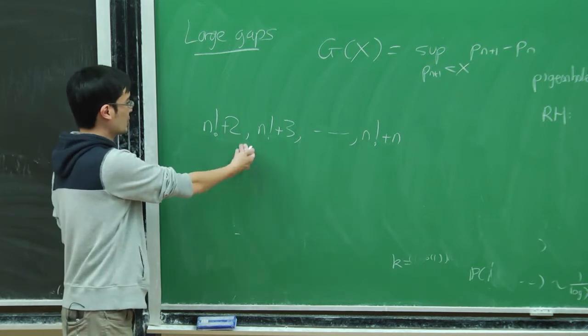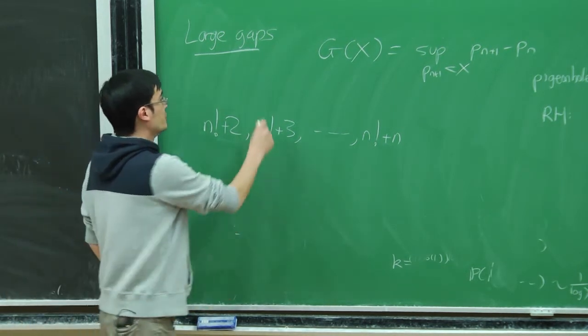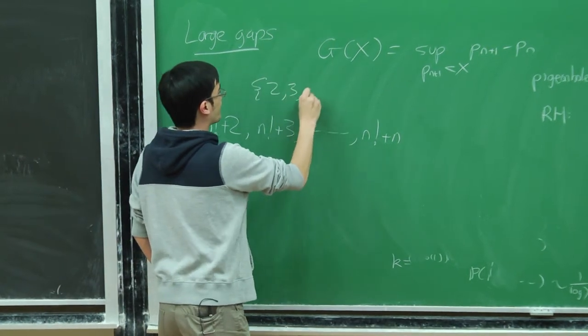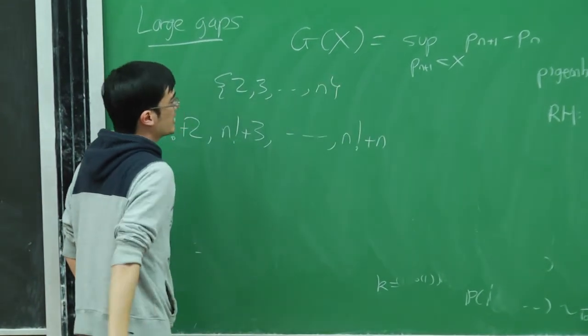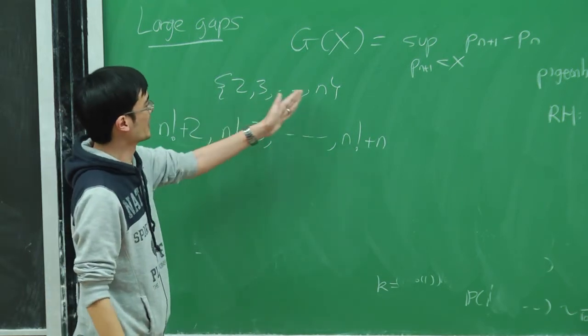n factorial plus 2, n factorial plus 3, and so forth up to n factorial plus n, they're all composite. The reason for this is that if you look at the interval from 2 to n, every single number in this interval is divisible by some prime less than n.